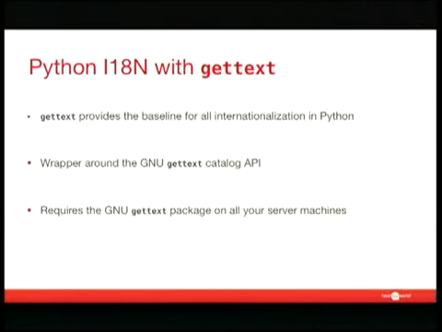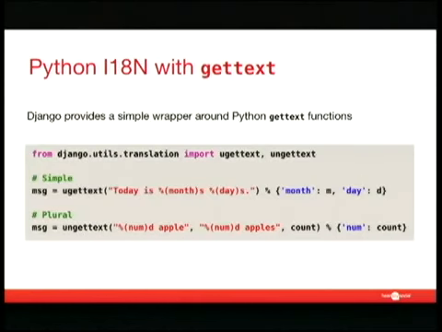The gettext module in Python is essentially the baseline of all internationalization in Python. It is really just a wrapper around the GNU gettext catalog API, and using this function in your Python source requires this package to be installed on all of your server machines. If you're working with any sort of package management configuration like Chef or Puppet, you want to add gettext to that. The use of the gettext module is pretty straightforward.